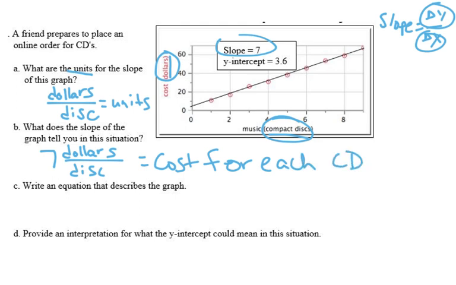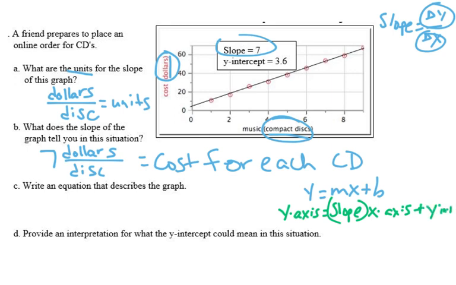Then it says to write an equation that describes the graph. So in math, you probably did a lot of y equals mx plus b, or you should have done a lot of y equals mx plus b. What that stands for is what's on the y-axis. The m is your slope. You multiply that by what's on your x-axis. And then the b is your y-intercept. And that may not always be a positive number. That may be a negative number depending on what the graph looks like. It could also be equal to 0, which we will see a lot in physics.